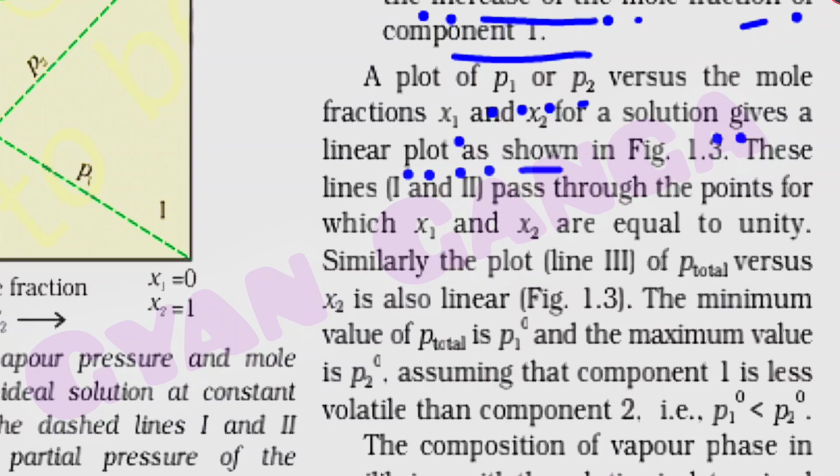These lines, 1 and 2, pass through the points where X1 and X2 are equal to unity. Similarly, the plot line 3 of P total versus X2 is also linear. The minimum value of P total is P1 naught and the maximum value is P2 naught, assuming that component 1 is less volatile than component 2. That is, P1 naught is less than P2 naught.